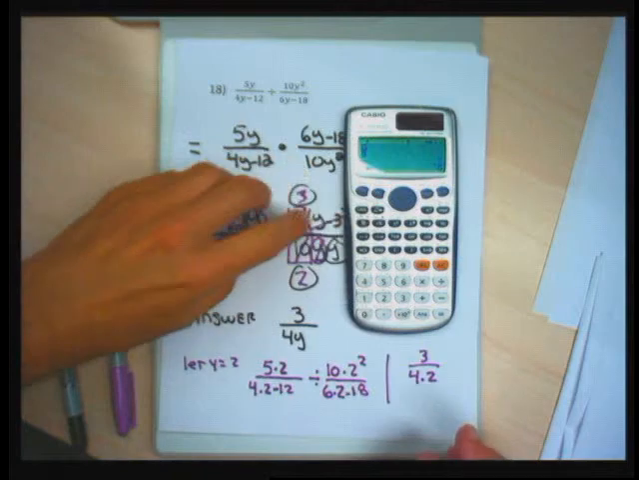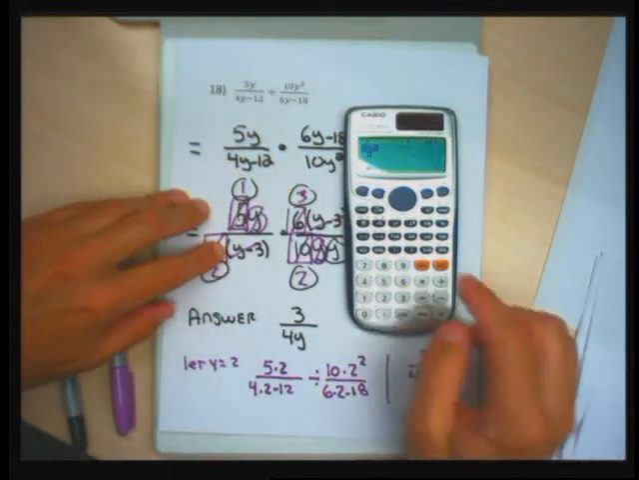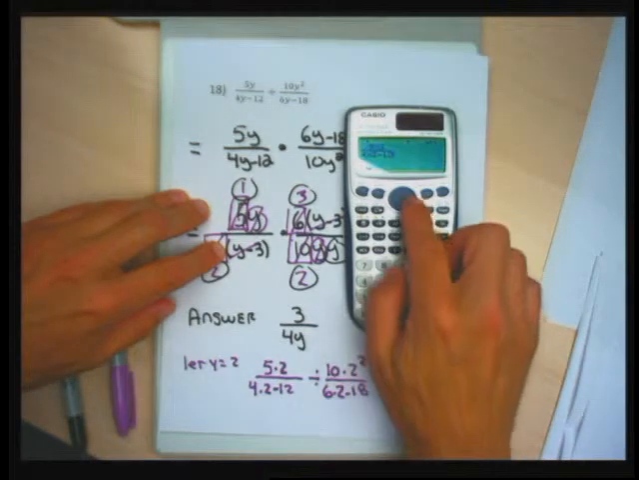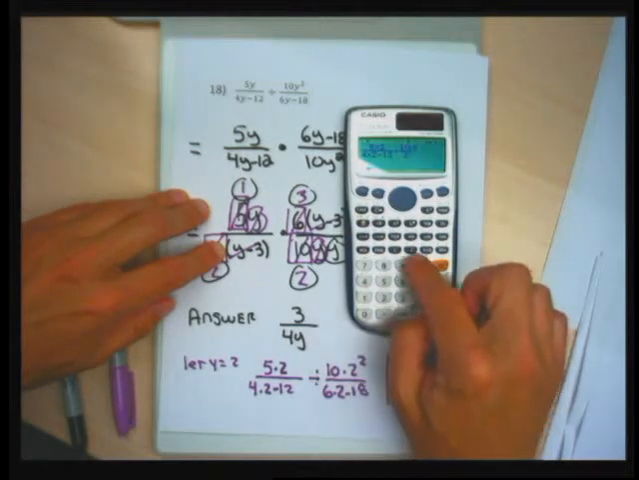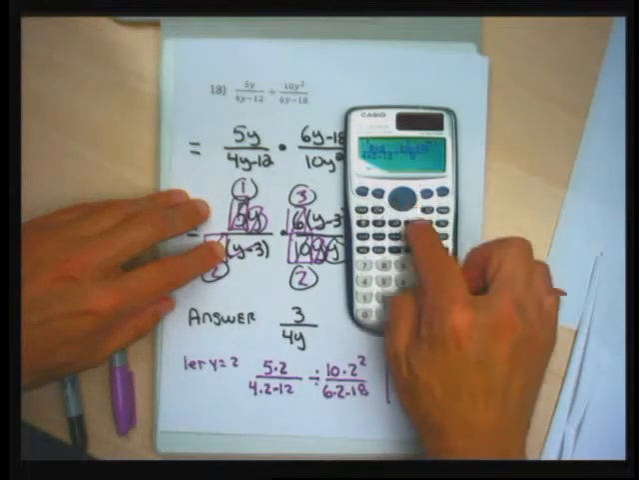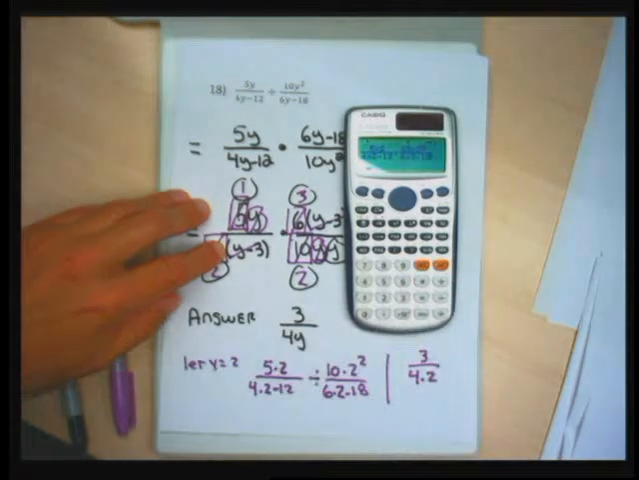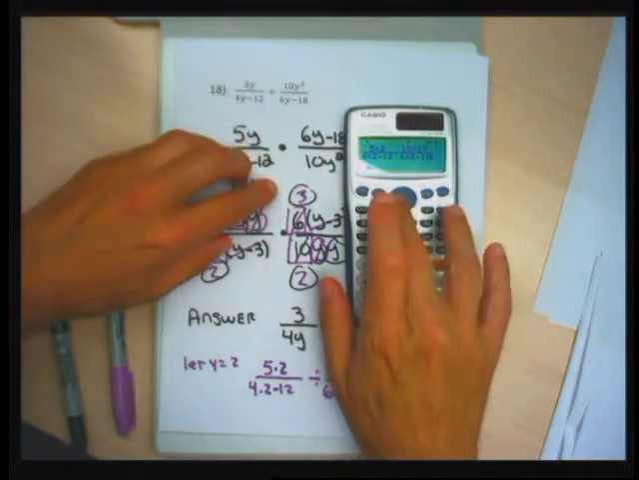So first one, fraction 5 times 2, could use a parentheses instead of a times sign, over 4 times 2 minus 12, error out, divided by fraction 10 times 2 squared over 6 times 2 minus 18. So I have something that looks, well, I don't know about how that squared looks there. I'm going to clean this square.